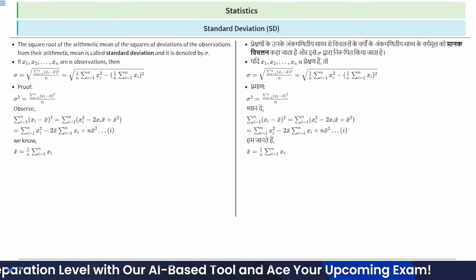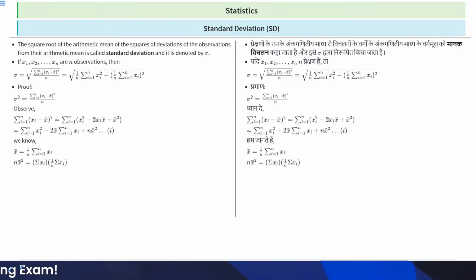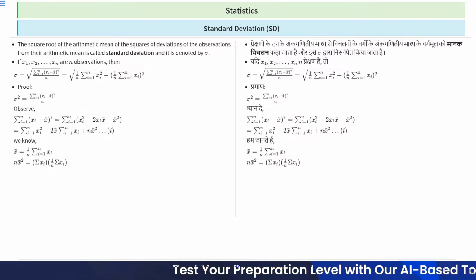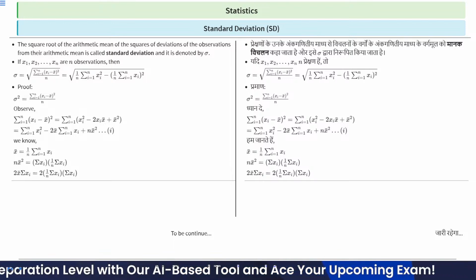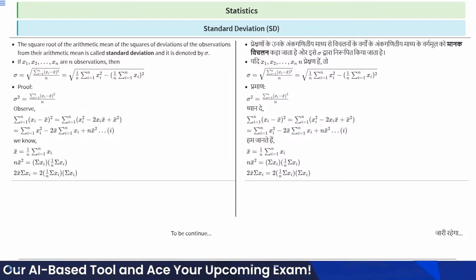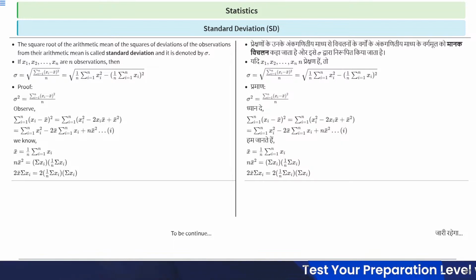We know that x bar is equal to 1 by n summation of xi. So n x bar square is equal to summation of xi into 1 by n summation of xi. And 2 x bar summation of xi is equal to 2 times, x bar written as 1 by n summation of xi, into summation of xi. Clear?